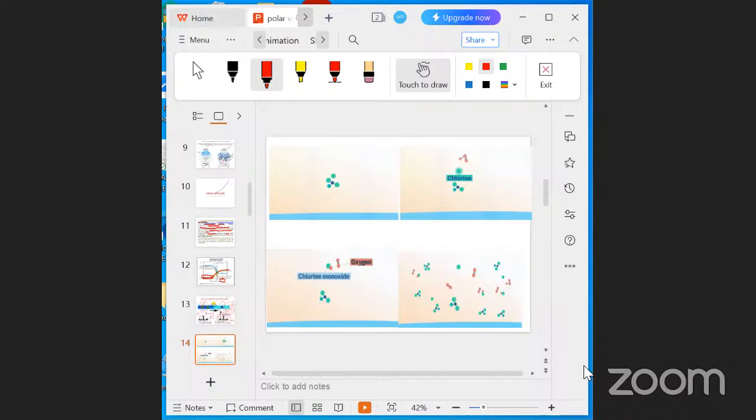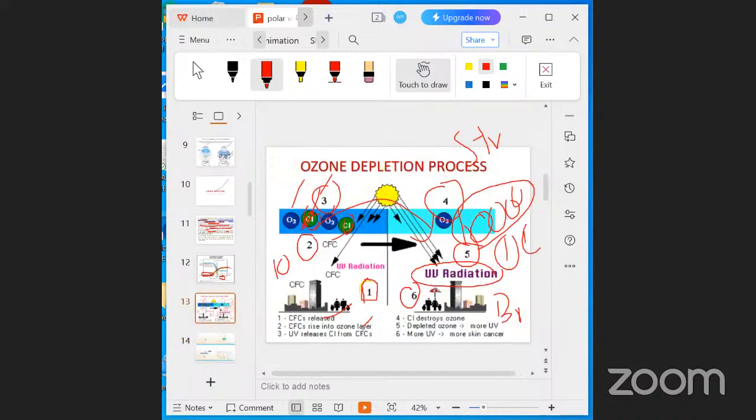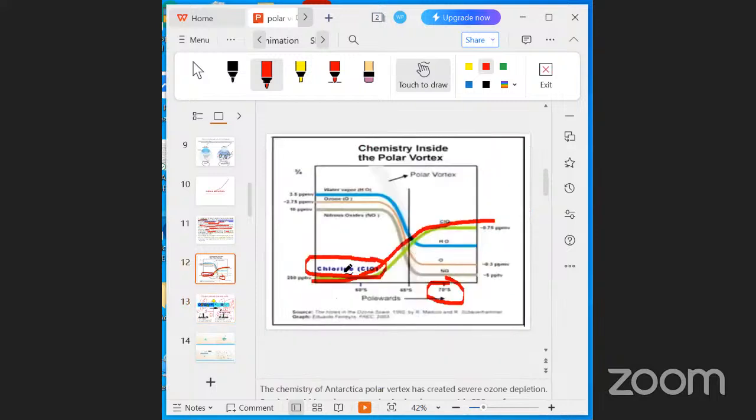So you see here. So it is estimated that one chlorine atom can destroy 1 lakh ozone molecules before it is removed from the stratosphere, right? So the biggest problem was chlorine from a man-made compound.